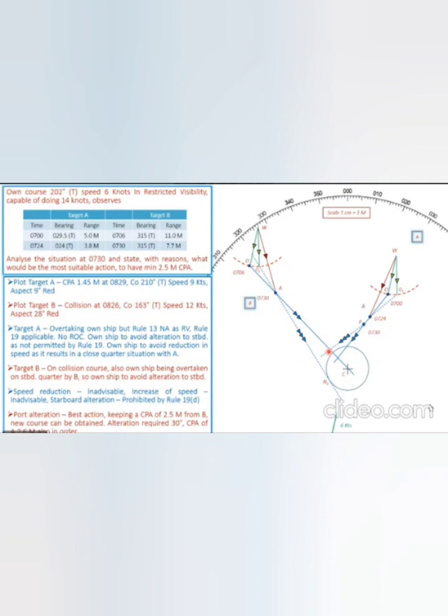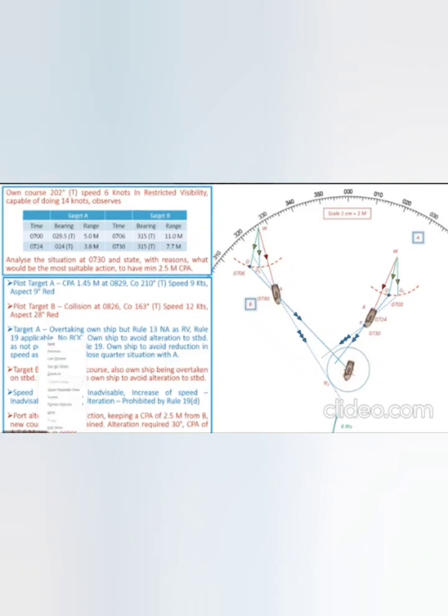An alteration of 30 degrees to port has given us a CPA range of target A and target B as 2.6 miles and 2.5 miles. We have a CPA with target B of 2.5 miles, and with target A we have a CPA of 2.6 miles. So this completes our plot.